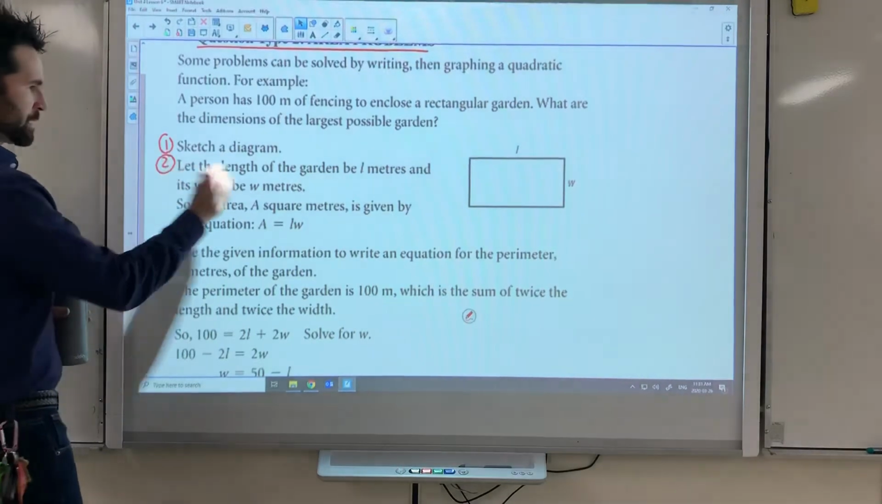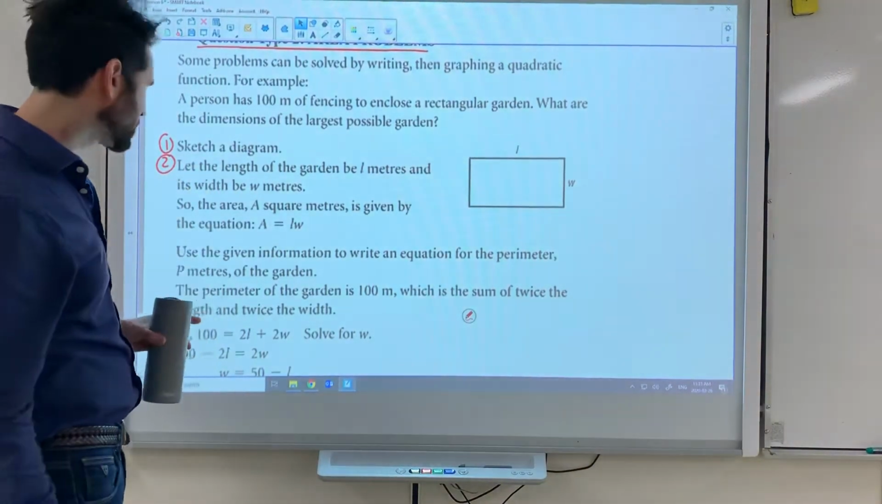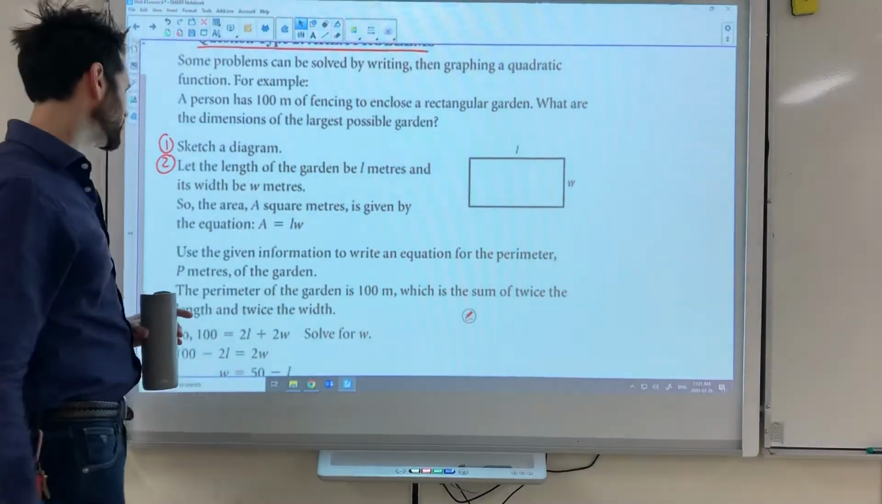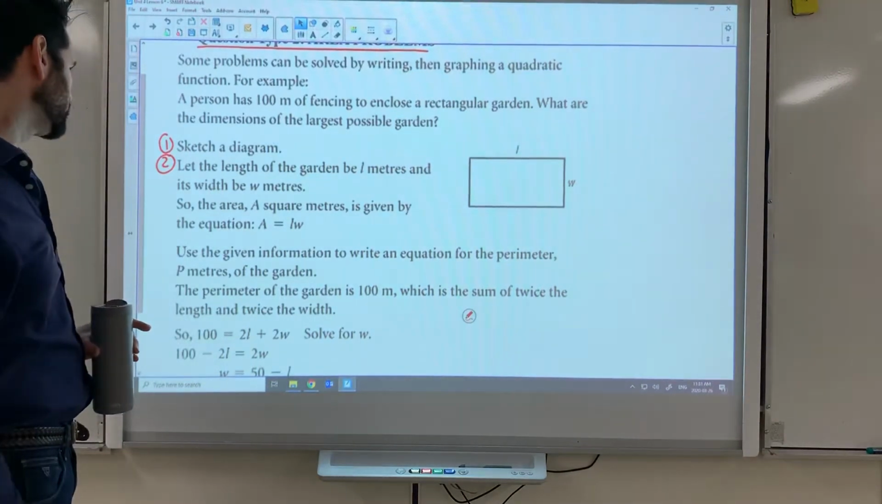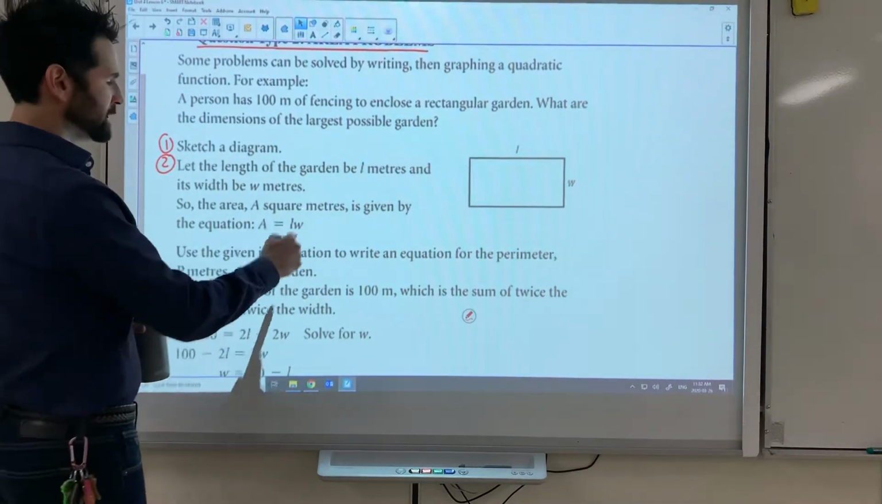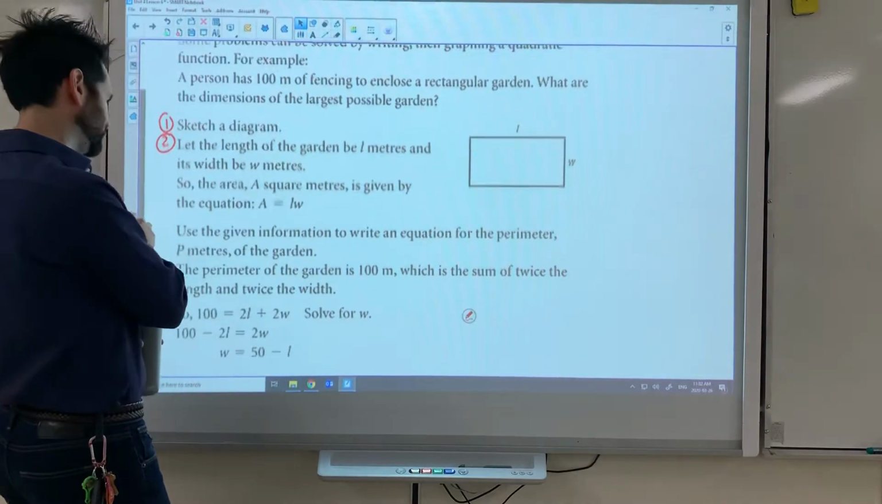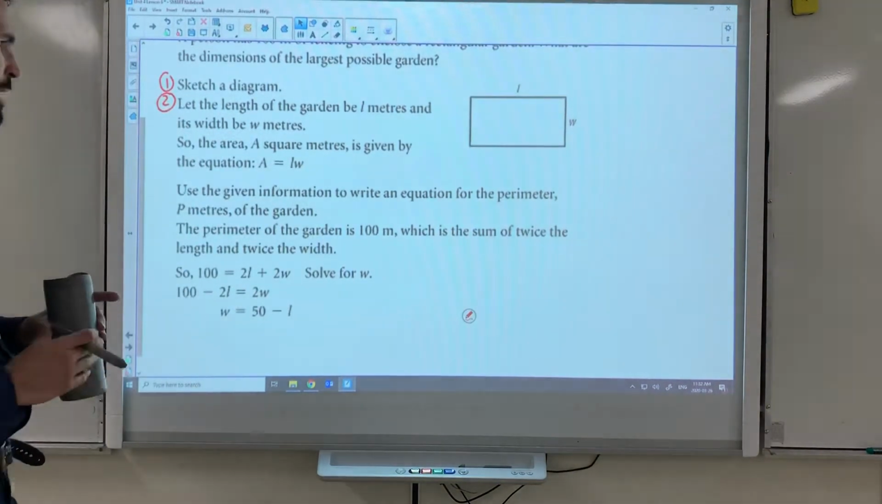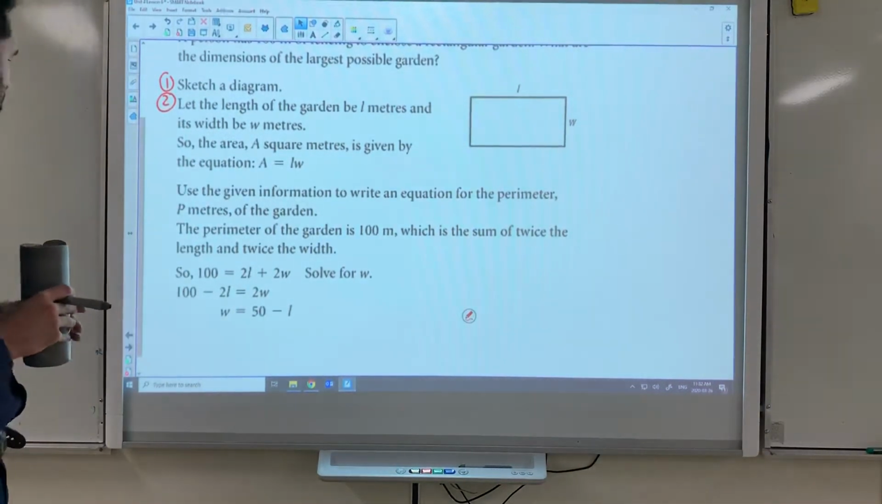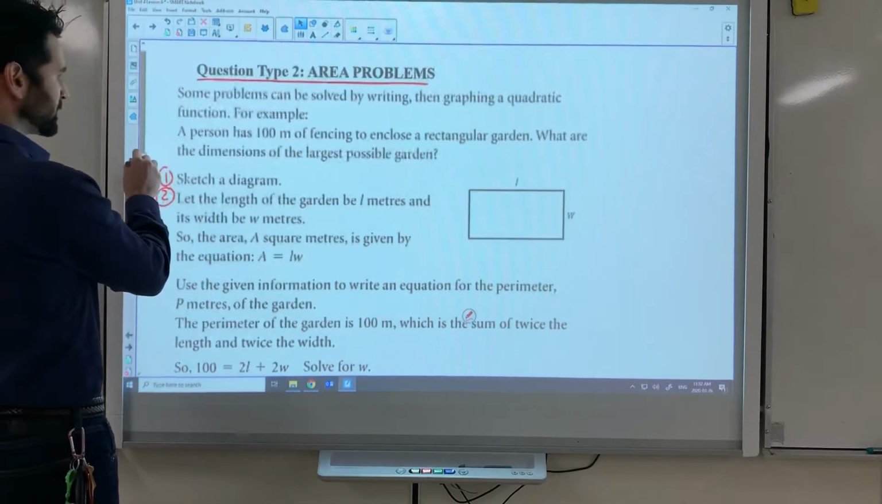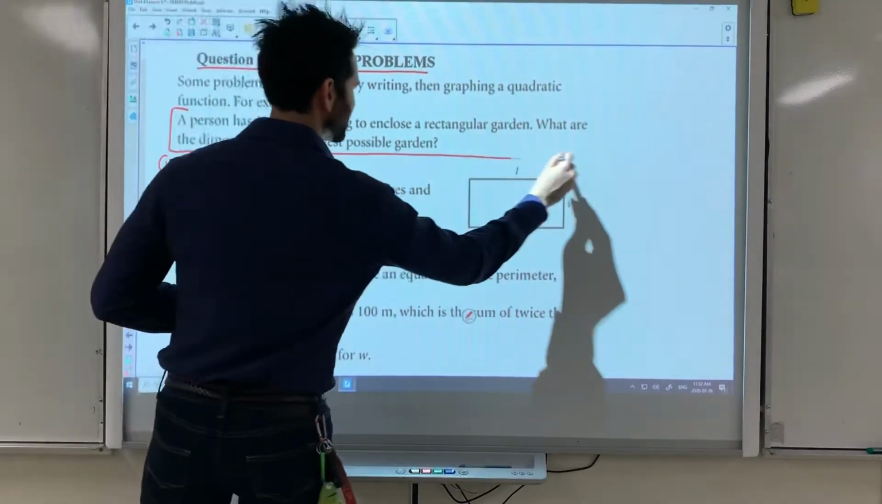Then you need to make a statement about letting, like, what are your variables, right? So let the length of the garden be L meters and its width be W meters. So the area is going to be length times width, so that's good. And then use the given information to write an equation for the perimeter, right? This is the question, by the way.